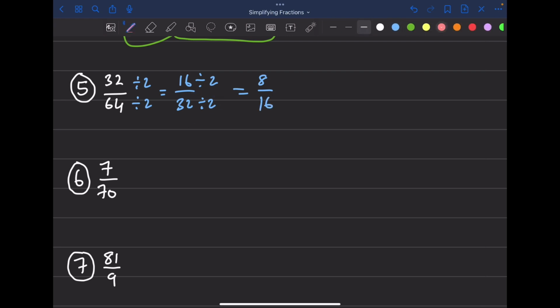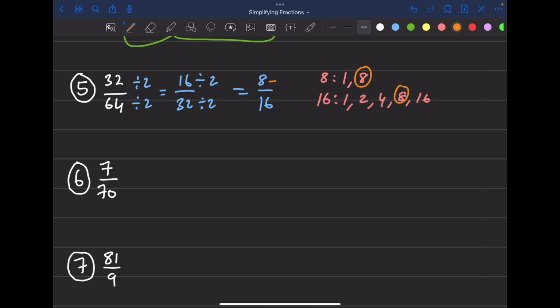So now, before we keep going, you might notice they are both even numbers, but you also might notice that they are both multiples of 8. The factors of 8 are 1 and 8, and the factors of 16 are 1, 2, 4, 8, and 16. A common factor of both is 8.